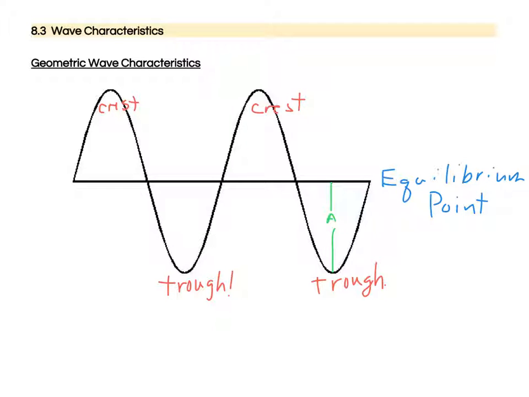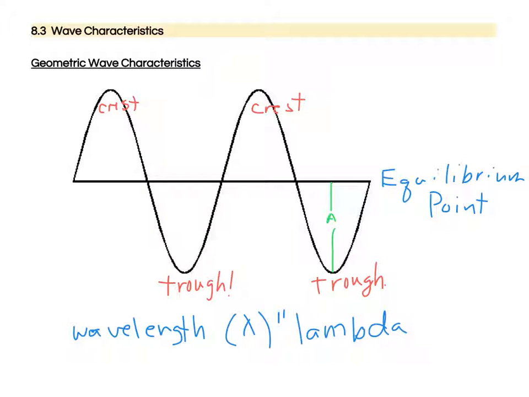Another term that you need to know, which I would say is arguably one of the most important, is wavelength. Wavelength has the symbol lambda. I'm going to put that in quotation marks. It's pronounced lambda, and it's just the Greek letter lambda. It looks almost like an upside down Y. And a wavelength can be measured in different ways.